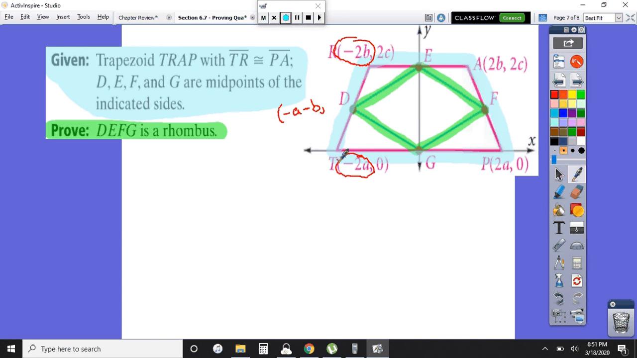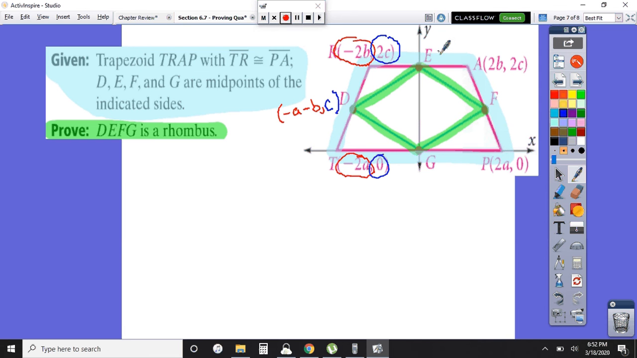Now, what is the y coordinate of D? Well, the y coordinate would be the average of 2c and 0. So if I take 2c plus 0, I'm going to get 2c, and if I take 2c and divide it by 2, because there were two y coordinates, then the 2's are going to cancel, and that would leave me with a y coordinate of c. So point D has coordinates of negative a minus b, comma, c.